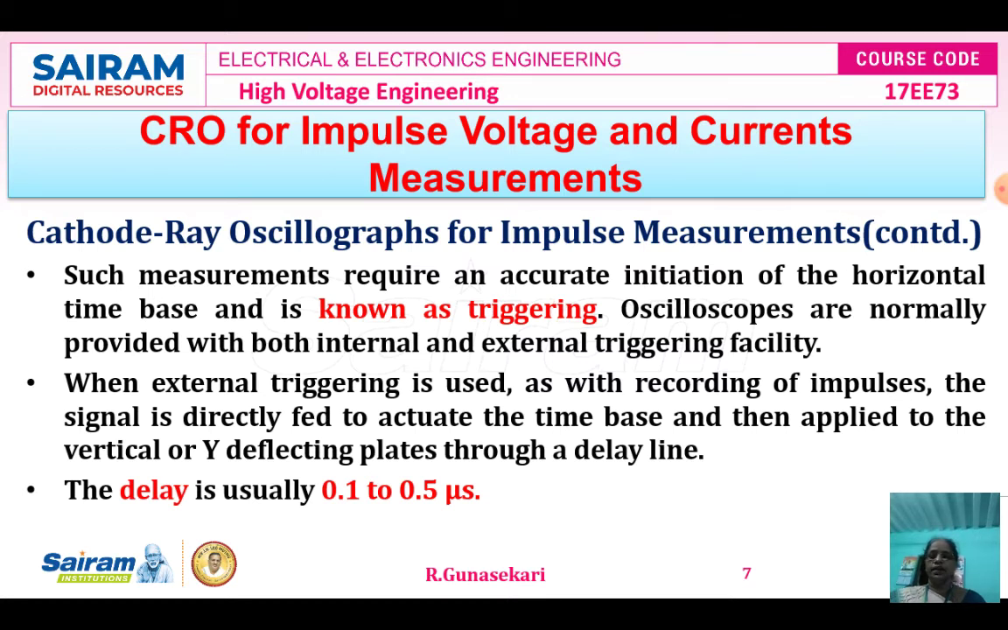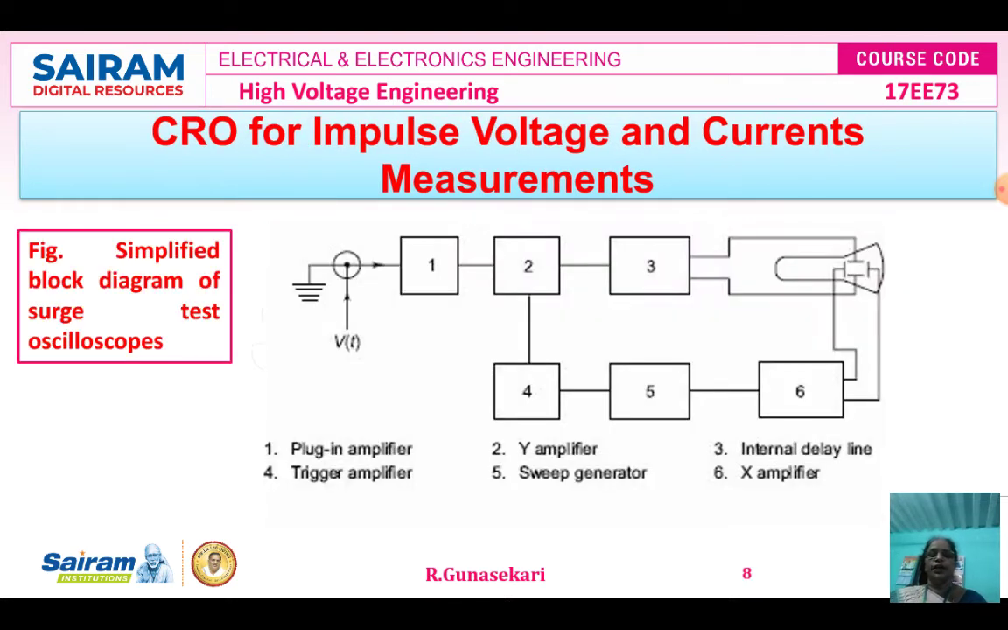When external triggering is used, as with the recording of impulses, the signal is directly fed to activate the time base and then applied to the vertical or Y deflecting plates through the delay line. The delay is usually in the range of 0.1 to 0.5 microsecond. The delay is obtained by a long interconnecting coaxial cable, 20 to 50 meters long. The required triggering is obtained from an antenna whose induced voltage is applied to the external trigger terminal.